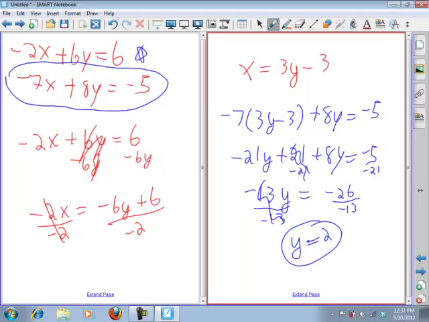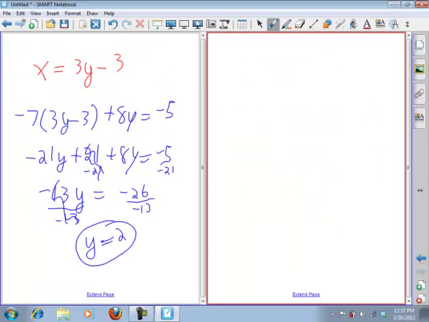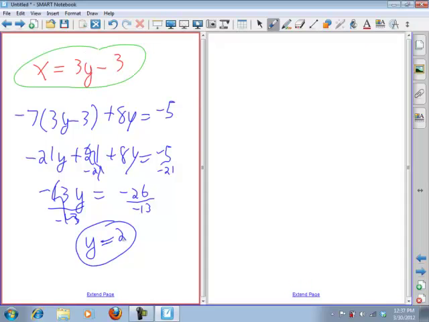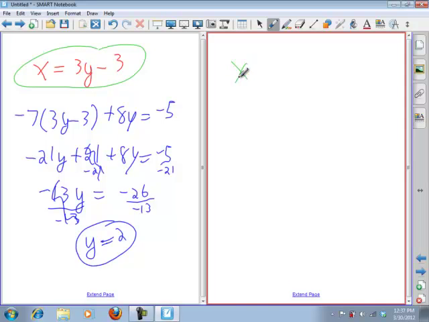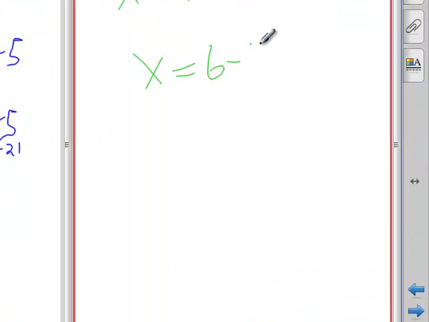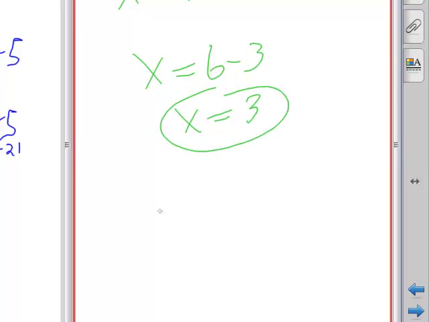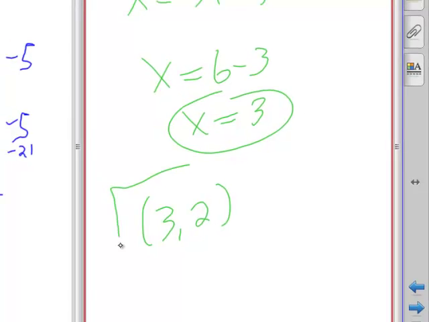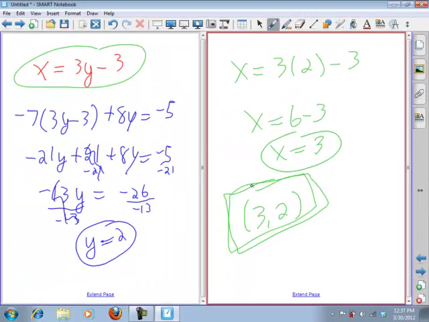Good. Now we have our y. We have to take one of these equations and solve. I can pick any equation, so I'm going to go in green and pick this equation to solve with y equal to 2. So x equals 3 times 2 minus 3. Well, x is equal to 6 minus 3 then. So x would be equal to 3. So 3 comma 2 should be my answer. Let's check that with the book. It agrees. So that's the answer to that.